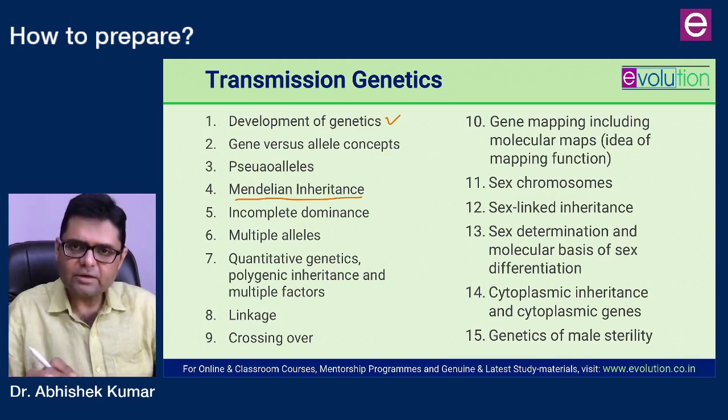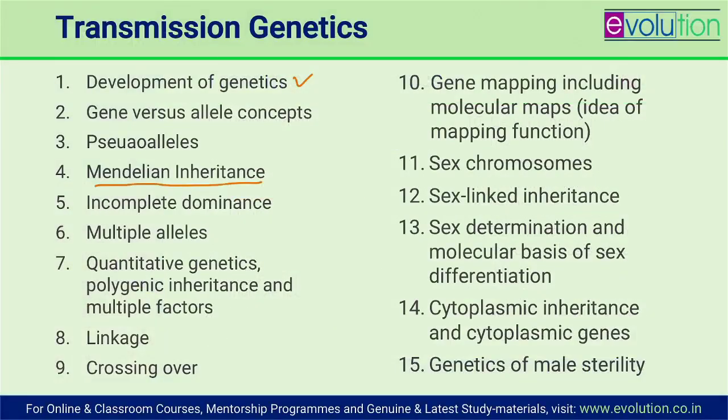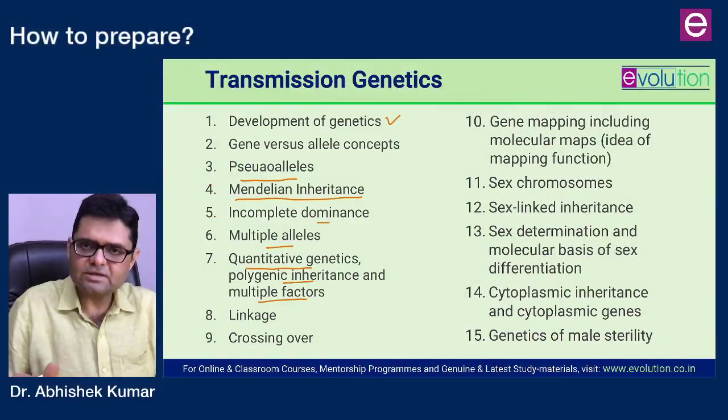So let's give a quick reading to the syllabus and then we go to the topics of molecular genetics. Development of genetics is one topic, then gene versus allele concept, pseudoalleles, Mendelian inheritance, incomplete dominance, multiple alleles, quantitative genetics, polygenic inheritance, and multiple factors. They are mentioned in a little fragmented manner in the original syllabus given by the UPSC, but they all need to be bundled together. Then you have to do linkage, crossing over. After linkage and crossing over, gene mapping, and this will also include molecular maps. Topics 11, 12, and 13 are related to sex determination.